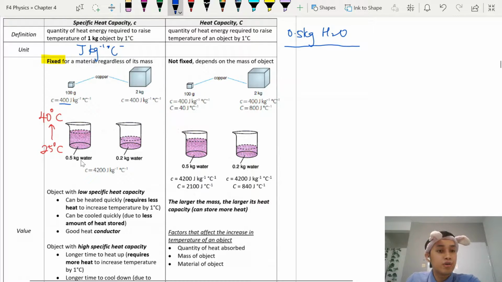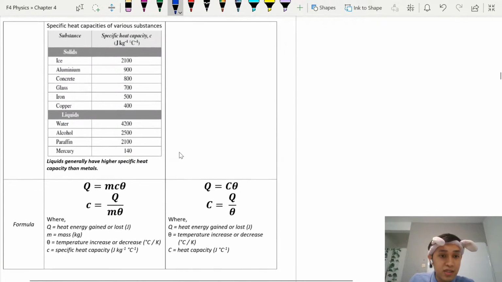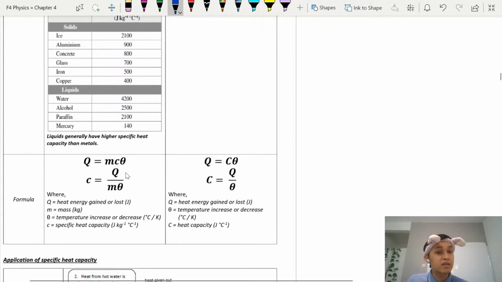Okay, so for 0.5 kg of water, if I want to increase its temperature from 25 degrees Celsius to 40 degrees Celsius, how much energy should I supply? This is calculated through the formula Q = mcθ. This is the formula that you are using for your calculation.